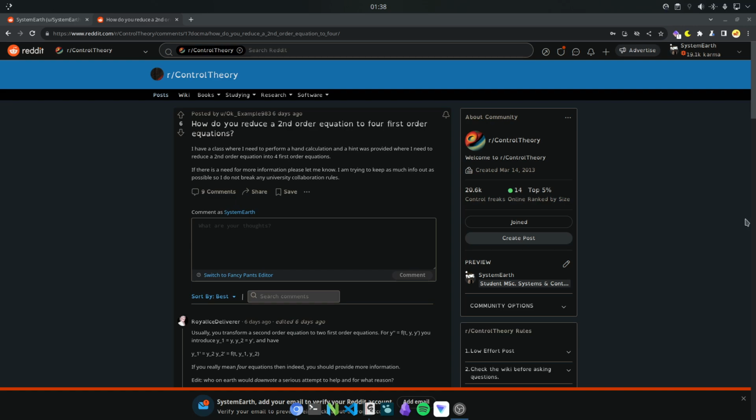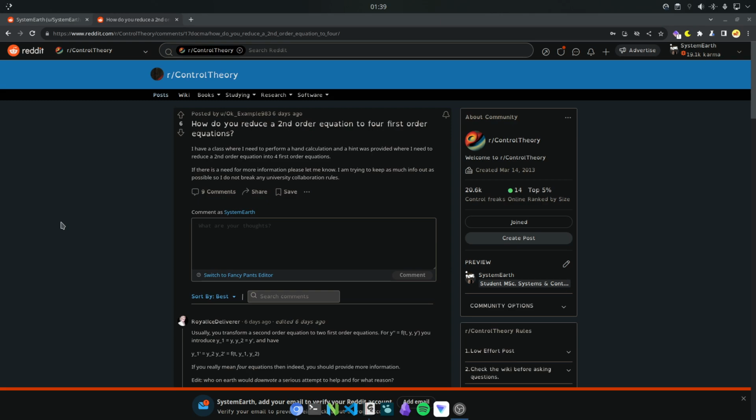Hi. A couple days ago, I was scrolling r/control theory, as one usually does, and I came across this question: how do you reduce a second-order equation to four first-order equations? Which piqued my interest because there's a lot of implications if I want to answer this that I would have to make, or assumptions.